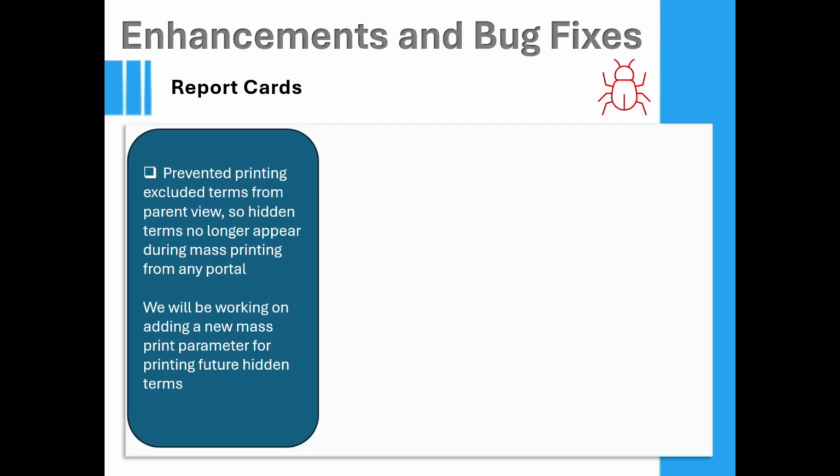All right, then our report cards. We've prevented printing any excluded terms from the parent view. So hidden terms no longer appear during mass printing from any portal. In fixing this, we've also realized that this could create a new difficulty. Say your term is hidden until Friday, but you plan on sending out those report cards on Monday. So we will be working on providing a new parameter that will allow you to print those in advance, even if they are an excluded term.